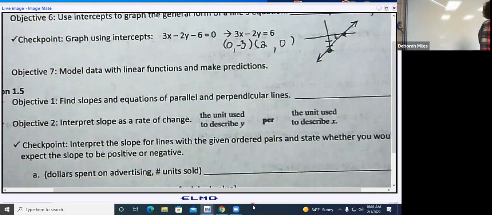Tell me with your arms what parallel lines mean. Could be this, could be this, could be this, as long as they never intersect. They're parallel. What do you think is true about the slope that makes them never intersect? They have the same slope.